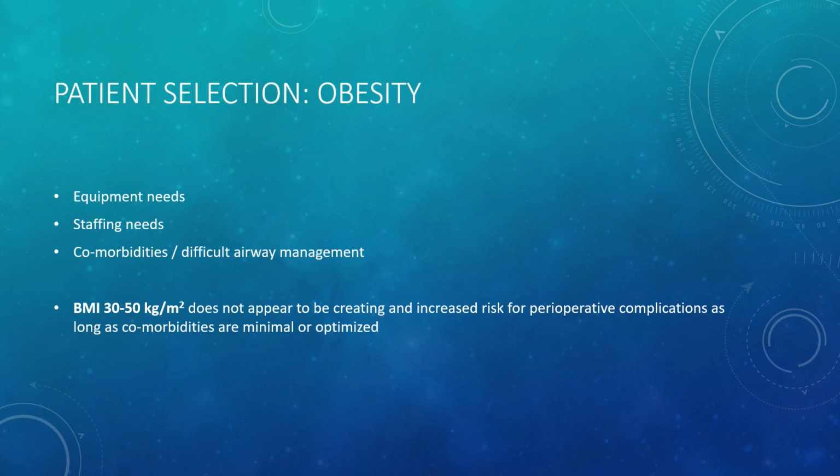Based on large-scale studies, BMI 30 to 50 really does not appear to be an increased risk for perioperative complications as long as comorbidities are minimal or optimized. However, due to equipment needs and staffing needs, most OR beds exceed their weight limit with a BMI above 50. So most centers probably will come up with their own threshold, which patients are acceptable and which ones are not.